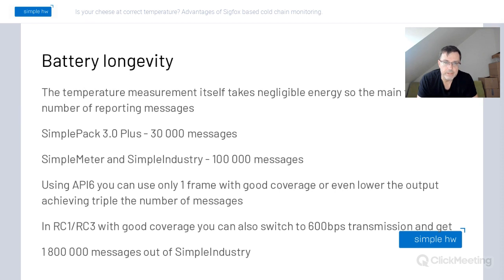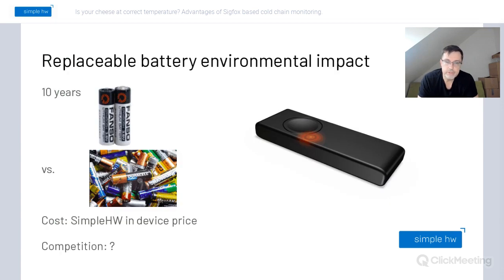So if you are using a local micro access point, micro base station, you can get 1.8 million messages from a single device. So this is also the use case for which we are not using replaceable batteries. People are asking us why you are not supporting replaceable batteries, saying you are not environmentally friendly.